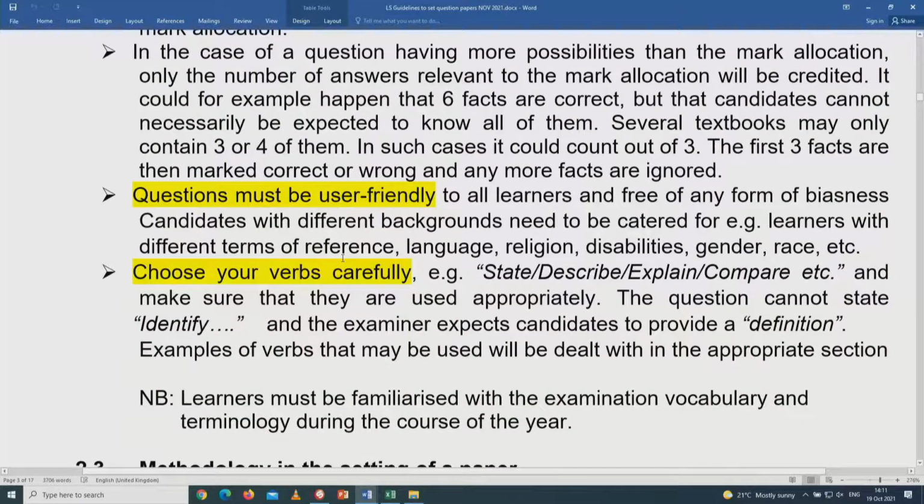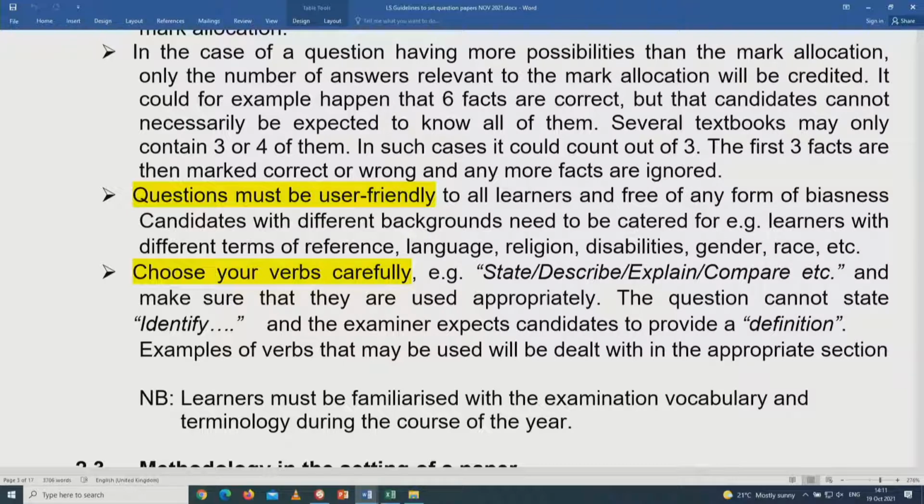Now, questions must be user-friendly. User-friendly doesn't mean it's simple, it's easy, but user-friendly, as we already said, make the language understandable, and then you will also have user-friendly questions. Stay away from bias.